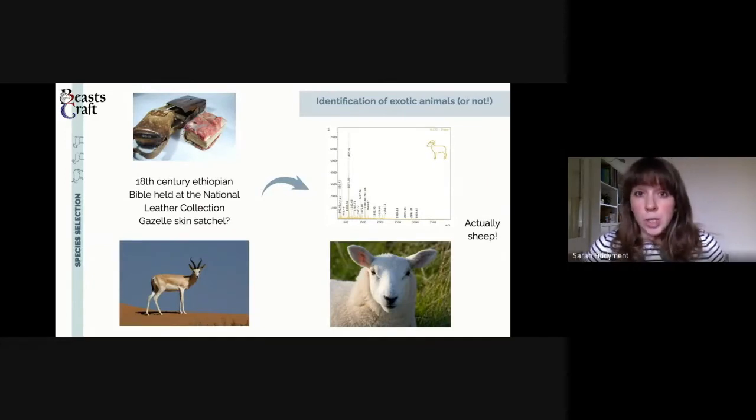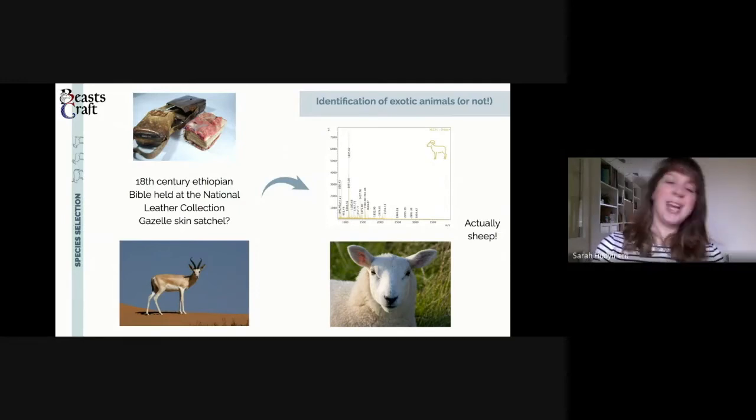Another question that people often ask us or approach us with are supposedly exotic animals or parchments made from exotic animals, and can we confirm this? So we were approached by the National Leather Collection, who had an 18th century Ethiopian Bible that came in a satchel that was considered to be gazelle skin. So again, we took our rubbings, we had a look, and it actually turned out to be sheep.